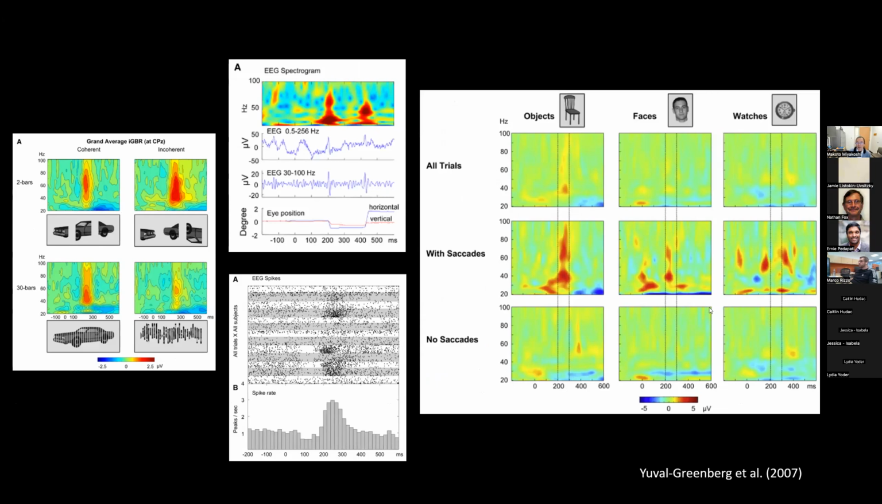Another paper I like to cite in this context is Yuval Greenberg 2007. This paper was published in Neuron, which is a very high profile journal. The context of this paper was that at that time, the EEG researchers were very interested in performing gamma band analysis, because there were interesting theories like, oh, gamma band must be related to binding, like the brain's binding function, stuff like that.